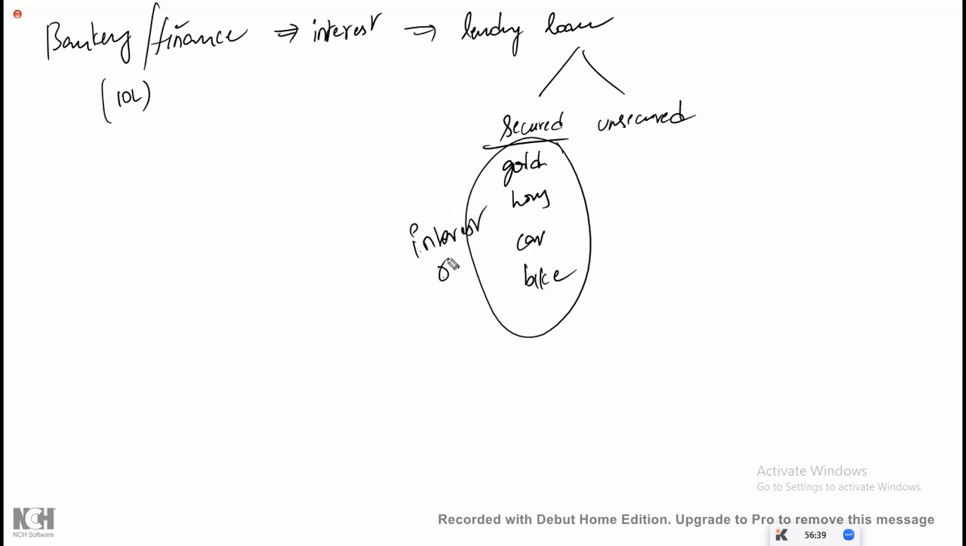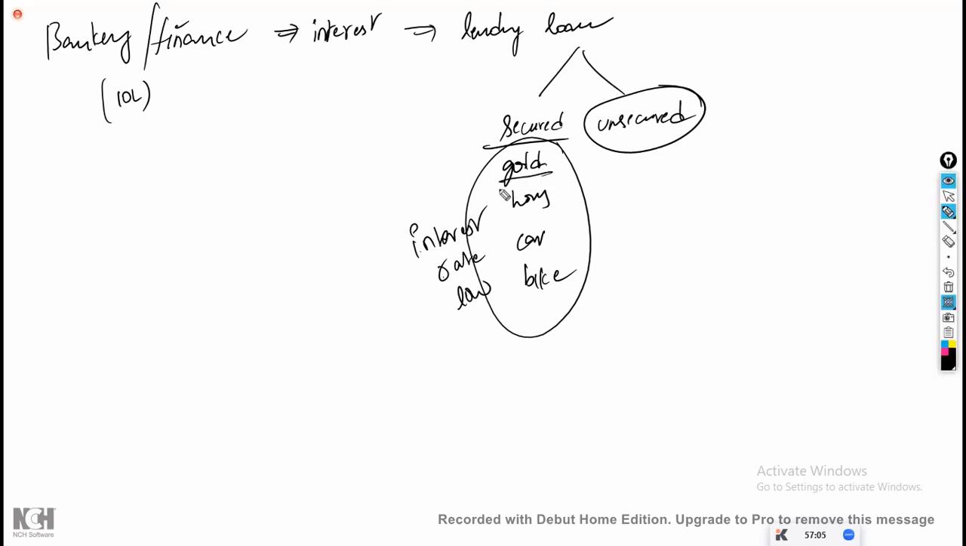The interest rate, whatever the interest rate is there, it will be low. Now coming to the second option, called unsecured loan. Unsecured loan means they don't have any kind of security. If you don't repay, they can only beg you. There is no other option for them. Please give us, please give us. They have to ask, because they don't have any security.